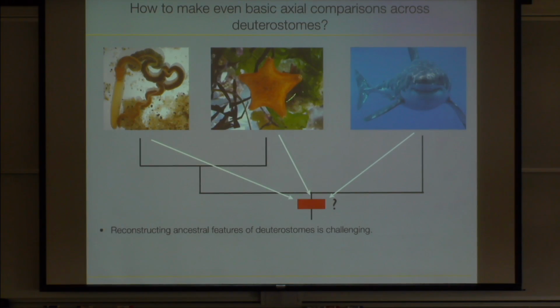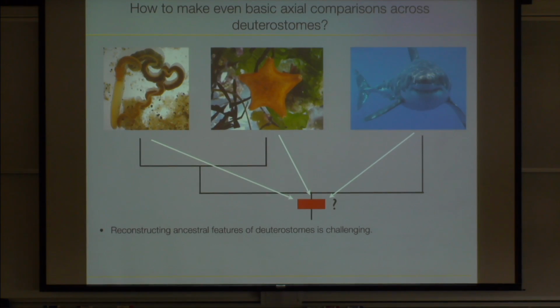Even more challenging is the asteroids, or the echinoderms. I would challenge anyone to tell me where is the head in an echinoderm. Even after many years of zoology, people still don't even know where the basic anterior of an echinoderm is. There's no data, there's no morphology that really helps you understand that kind of comparison.